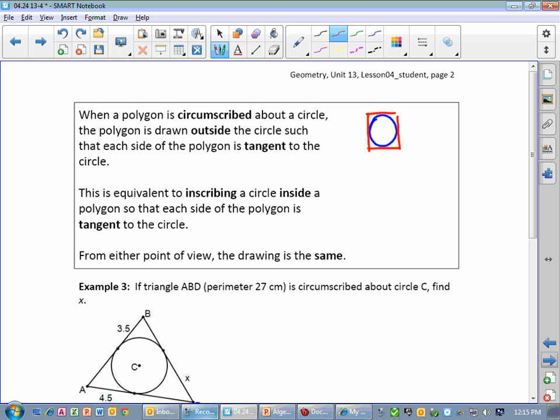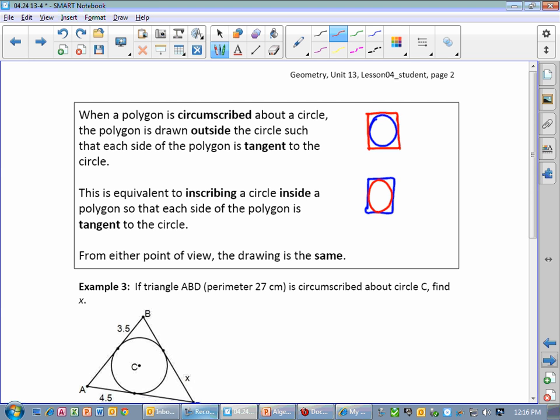So that would be a square that's circumscribed about that circle. Okay? Now, this is the exact same thing as inscribing a circle inside of the square. Okay, so what if we start off with a square and I inscribe a circle? Well, that would be the same thing. I'm going to have all of the sides be tangent to the circle. So from an observer's perspective, all they see is the final product. There's no difference. They're the exact same thing. We have a circle inside of a square.